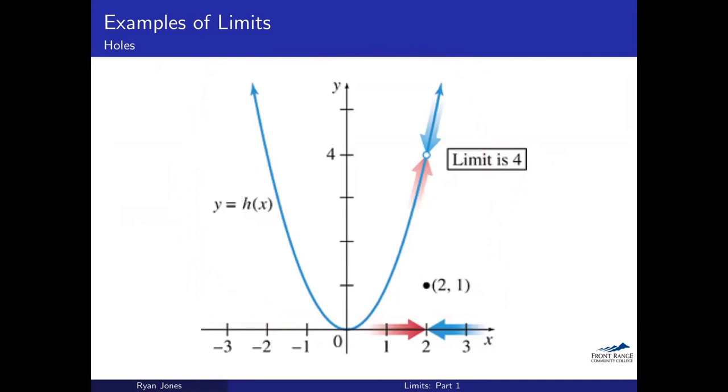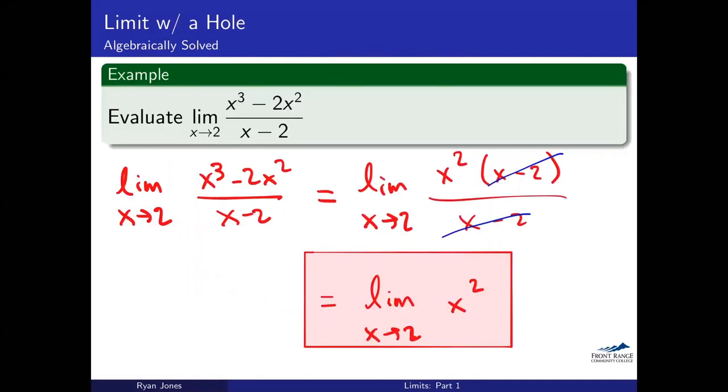And so again, when I do this limit as x approaches 2 of x squared, we're going to do this algebraically. I'm going to plug in 2 for x. When I do that, I'm going to get 2 squared, which is equal to 4. And that's my final answer right there: 4, right?